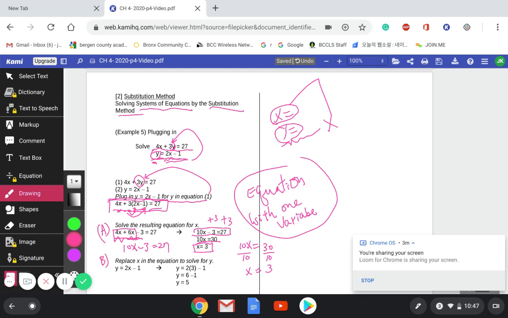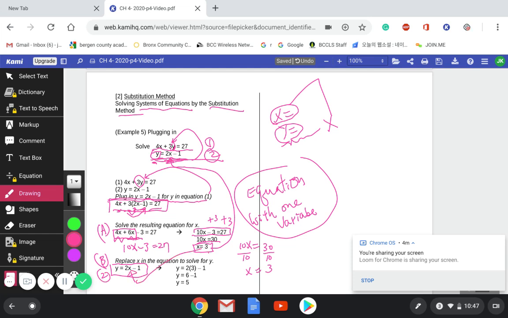And then, like we did in the addition method, you substitute this into either one of the original equations. Usually it's simpler if you substitute into the one that has x equals something or y equals something. So I'm going to replace x with 3 in equation number 2, which is y equals 2x minus 1.